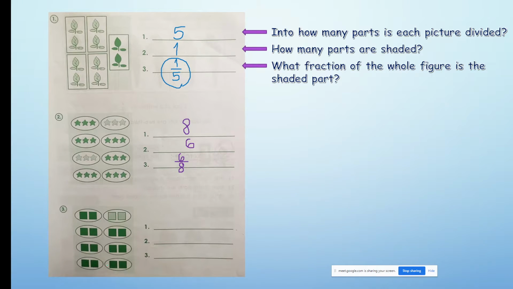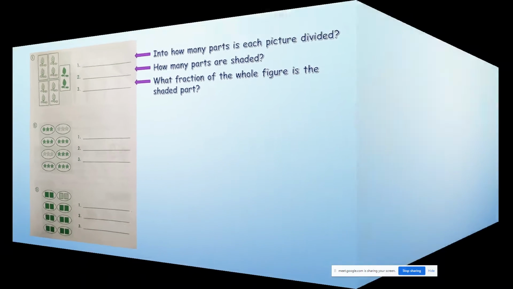How many parts are here? 8. How many parts are shaded, the dark ones? 7. So what is the fraction now? 7/8. Yes. Do you understand it now? Yes. Okay.